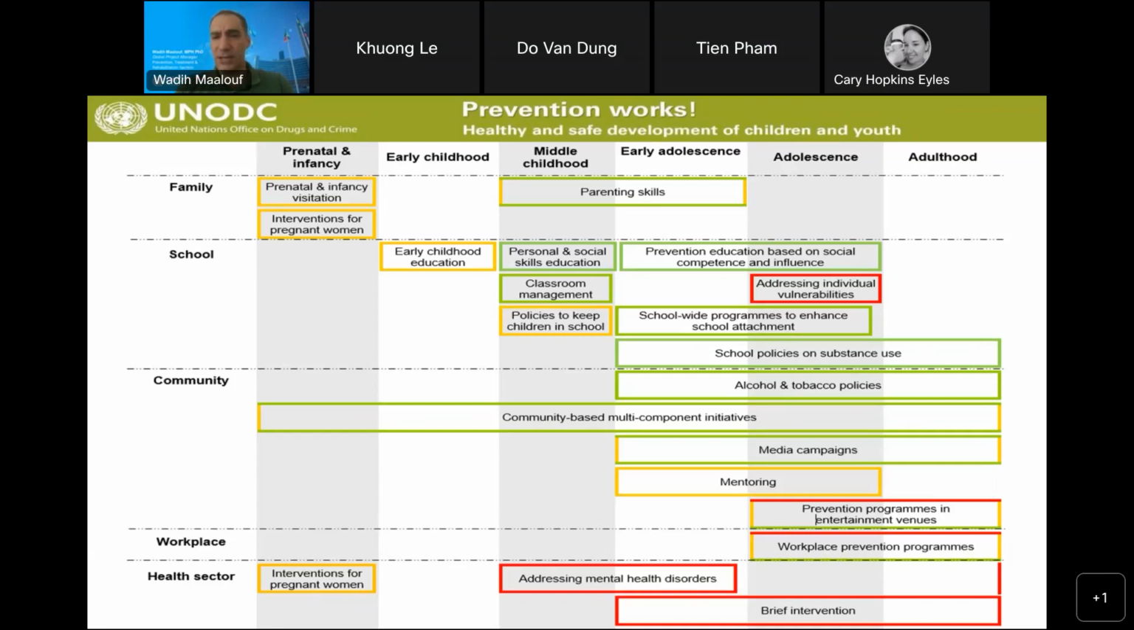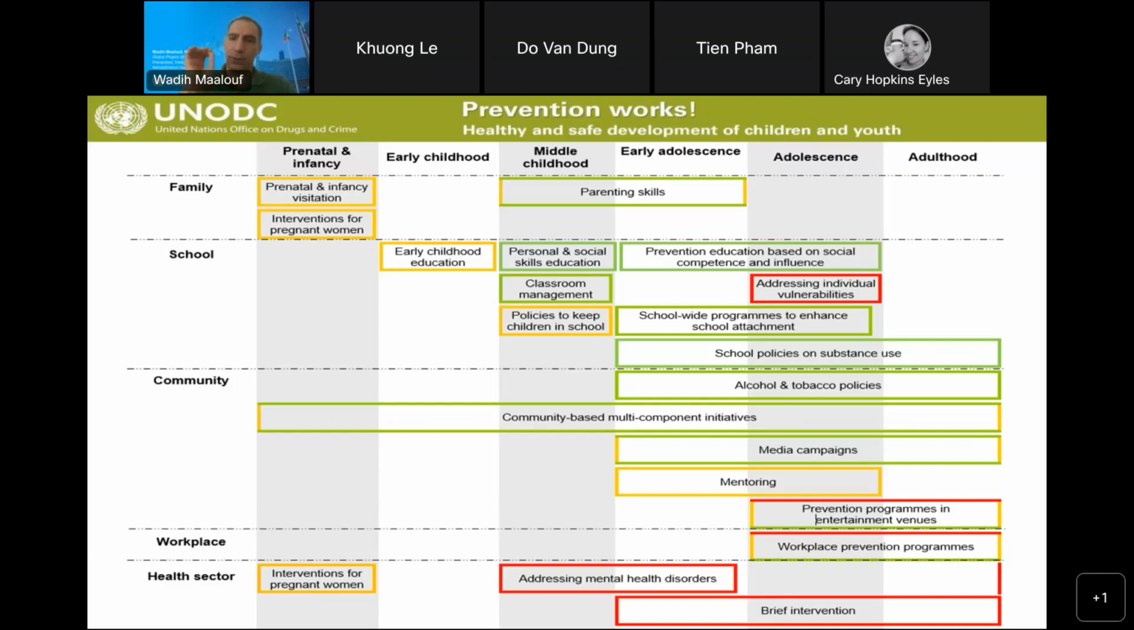But we're talking about certain interventions being universal, so regardless of the level of risk, any child within the school can benefit from them. And these are in green. Some of them are selective, meaning for subpopulations that are at a higher level of risk than the normal population. So they're more targeted in terms of intervention. These are in yellow. And there are indicated levels of prevention in red.